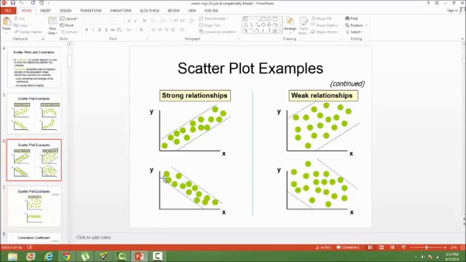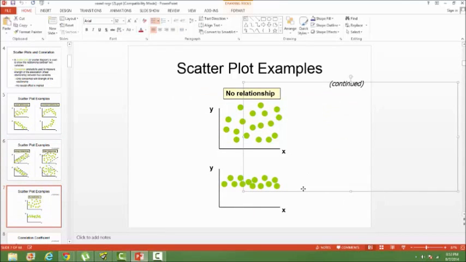Similarly, the graph that I am pointing to has a negative relationship, but the relationship is very strong. The fourth plot has a weak relationship between x and y. So if our data points are very spread out, we can say that the relationship between the two variables is relatively weaker.